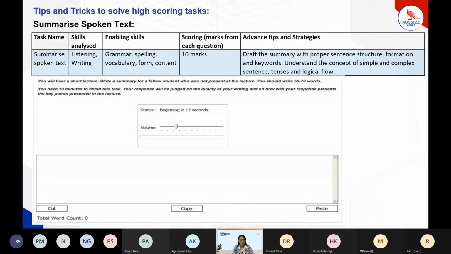So the most important thing is jotting down the points, right? It considers 2 skills of the students, listening skills as well as writing skills. When writing skills come into consideration, there is always an involvement of grammar, spellings, vocabulary, form, and content. The direct tip over here is to draft the summary with proper sentence structure: subject, verb, object. That is subject verb agreement, in terms of singular and plural formations and the keywords. Understand the concept of simple sentences, complex sentences, tenses, and logical flow.